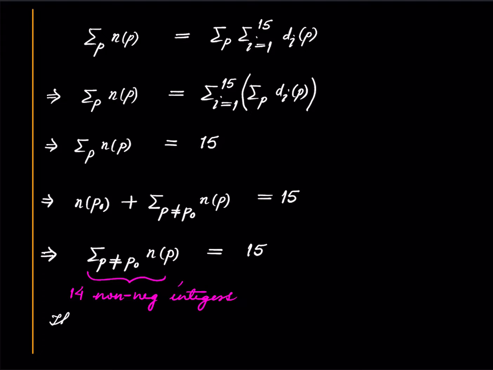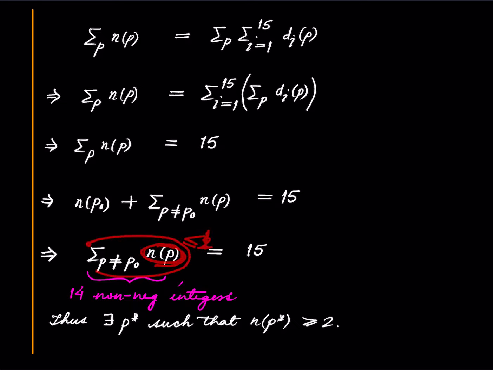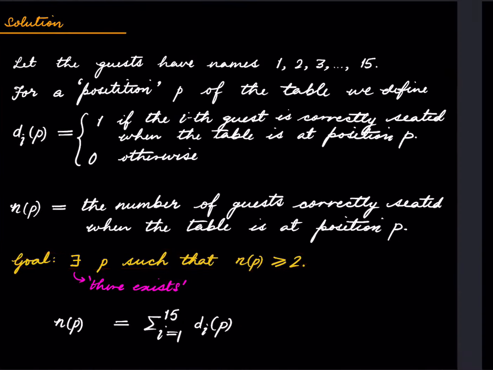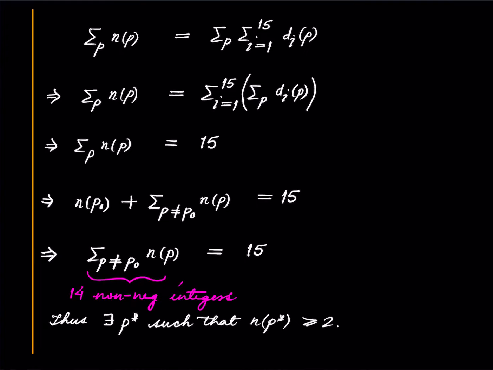Thus, there must exist some P star such that N P star is at least 2. Because otherwise, if for each P this was at most 1, we would have this number at most 14, which would contradict this equality. Therefore, there must be a P star, some particular P, for which this value is at least 2, greater than 1. And that's it. That was the goal of the problem. And that finishes the solution.